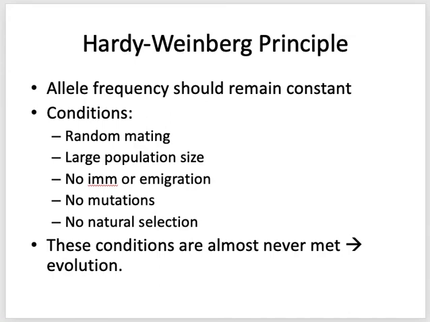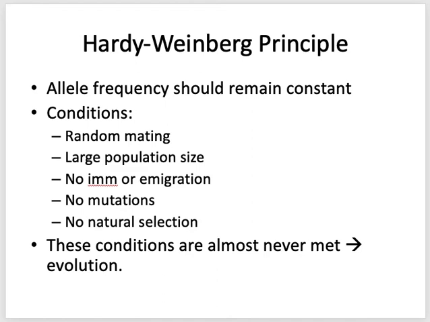So just a reminder that the Hardy Weinberg Principle says that the allele frequency in any population should remain constant. So, in other words, the allele for brown hair in any population should remain constant if no evolution is occurring in that population. In order for that to happen, there are conditions that must be met.